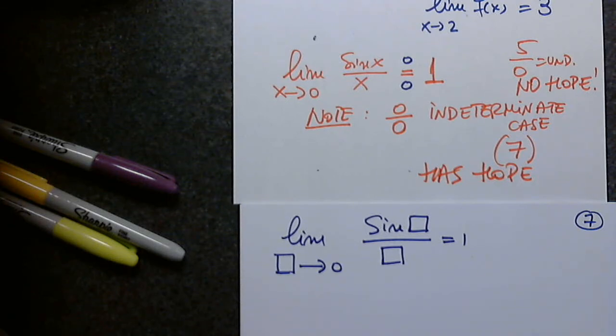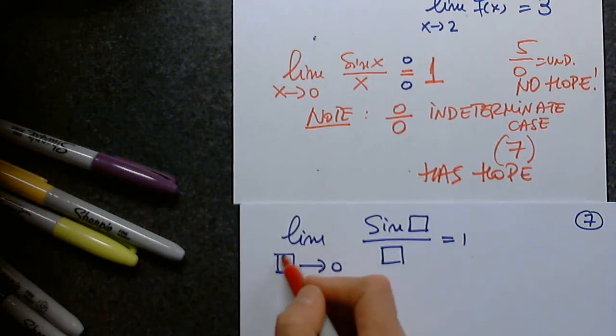If you put here 15x, you have to have 15x here, and you have to have 15x here. If you put x squared minus 5 here, you have to have x squared minus 5 here, and you have to have x squared minus 5 here. Only then this limit is 1. Okay? So all of them have to be the same.